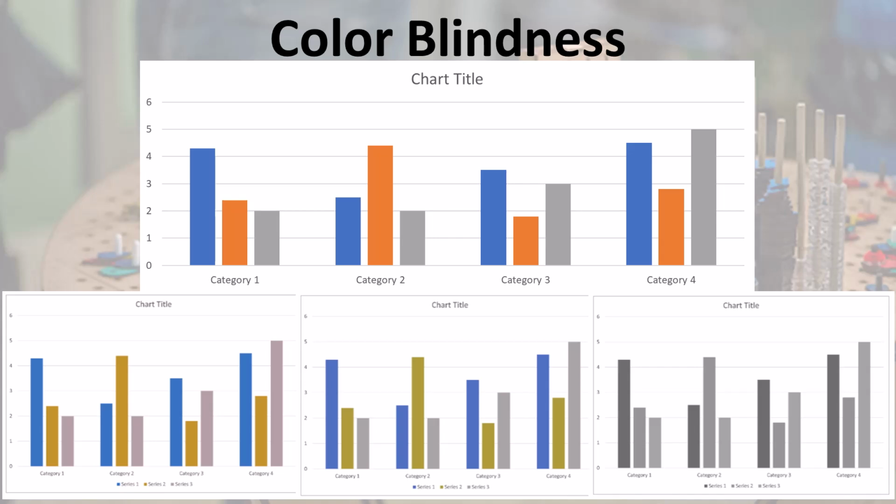Now, one thing I will say is that the default color palette that's used in Microsoft Office products tends to be designed to mitigate the effect of some mild forms of color blindness. Personally, I've never been a fan of these default palettes, but at the same time, it's helpful to understand exactly why Microsoft picked them in the first place.